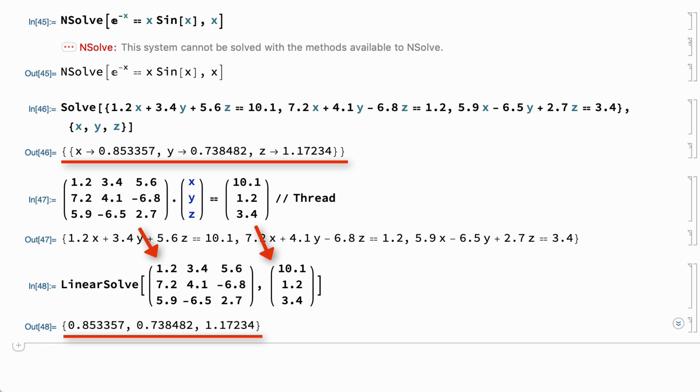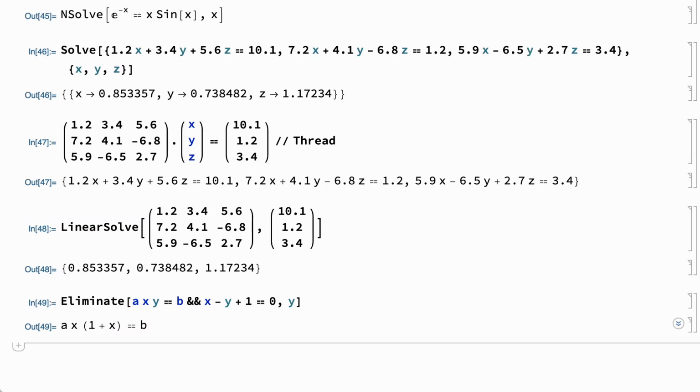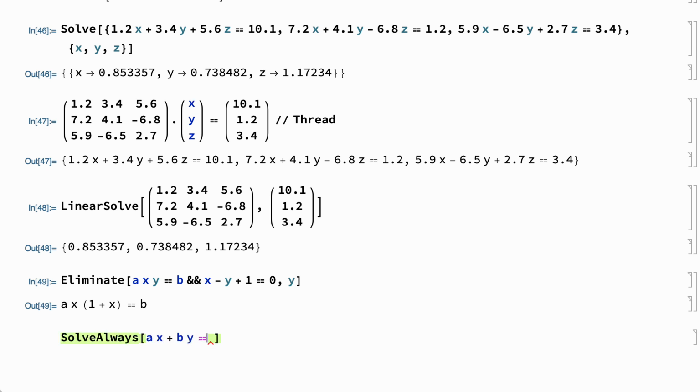In addition to basic functions like Solve and Roots, there are lots of other lower level functions that are used internally by Solve or that are otherwise useful in working with equations. For example, this shows the Eliminate function combining two equations to eliminate a variable and return a single equation. Another useful function is SolveAlways, shown here applied to a single equation and two variables.